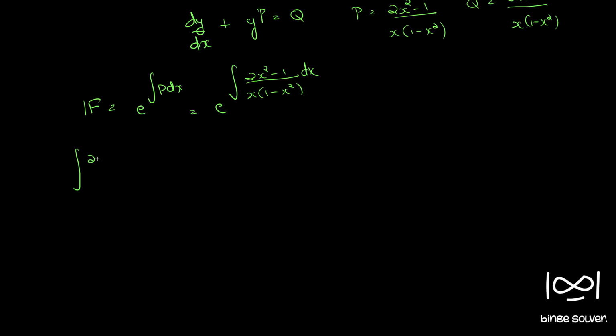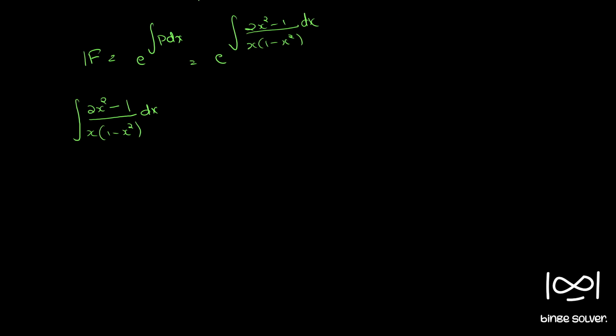Integral of 2x square minus 1 by x into 1 minus x square dx. So this is an improper fraction. The numerator's highest power is 2, and the denominator is cube. So we have to split this. We can use partial fractions.